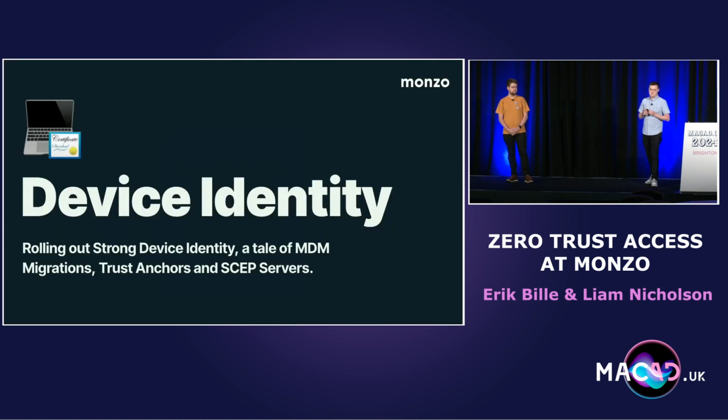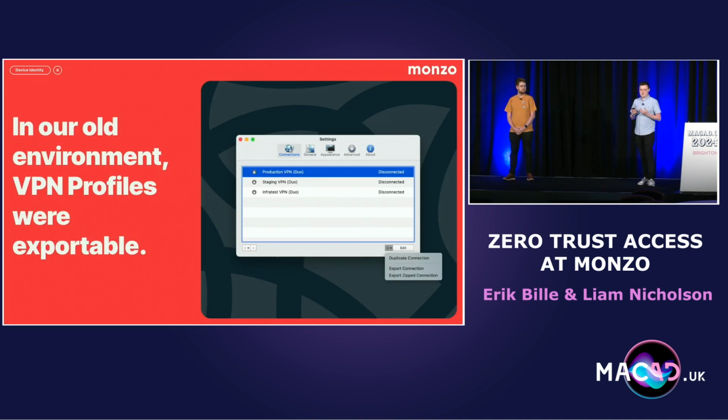The first thing that we focused on was how we rolled out device identity across the fleet. This is one of the most challenging parts, mainly because of the infrastructure that we used internally. For context, in our old environment, people's VPN profiles were exportable. This isn't great for a bank. I could just go in, take my production VPN profile, pop it on my personal machine, and we would be none the wiser.